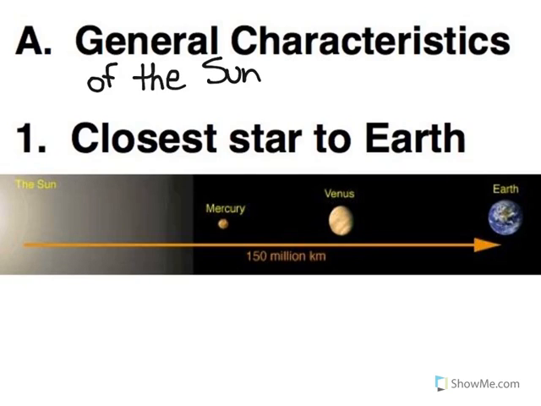The Sun and its atmosphere. First, we're going to look at some of the general characteristics of our Sun.